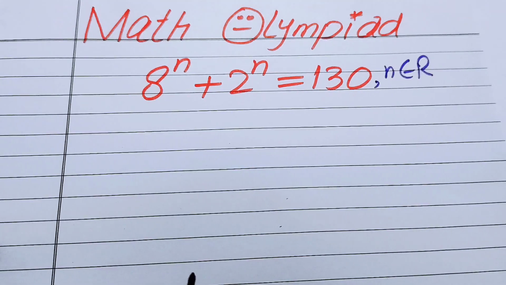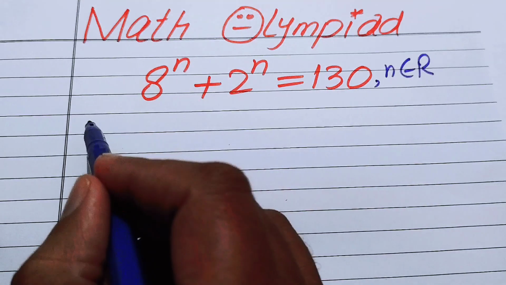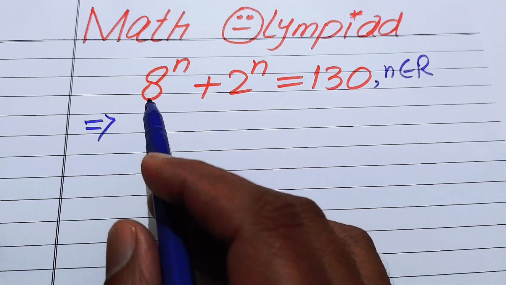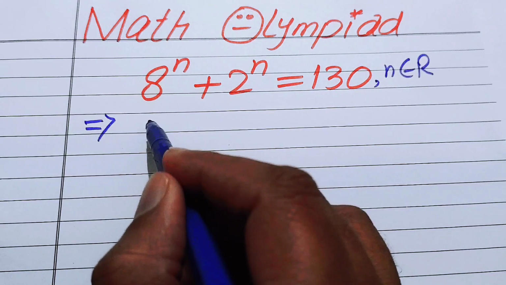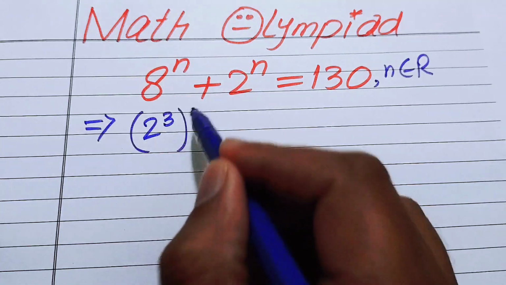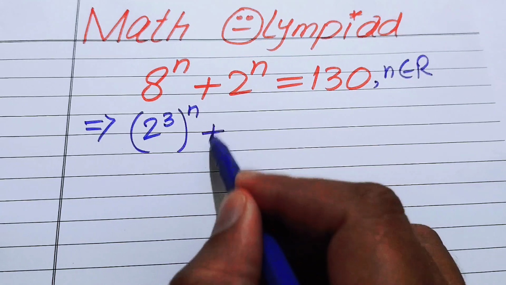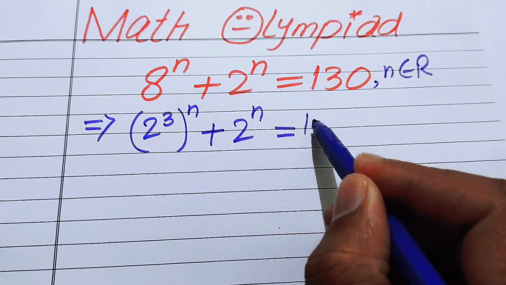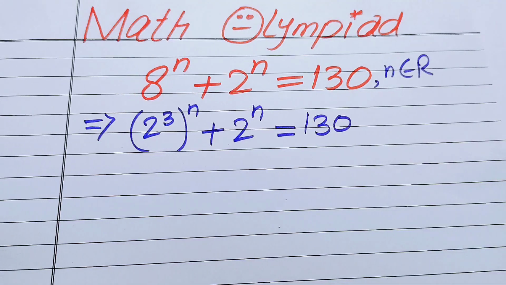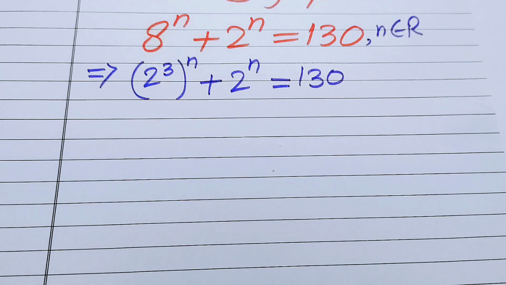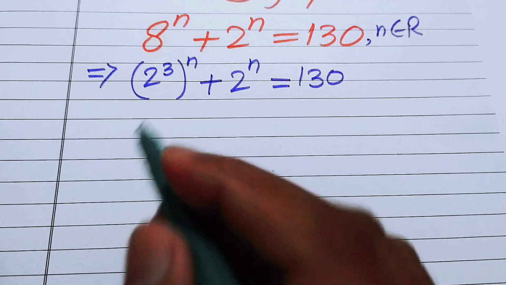The very first thing we are going to do is rewrite this equation. Here you have 8, and now we can find the prime factors of 8, and you know that 8 is 2 to the power of 3, and its whole power n, plus 2 to the power of n equals 130.